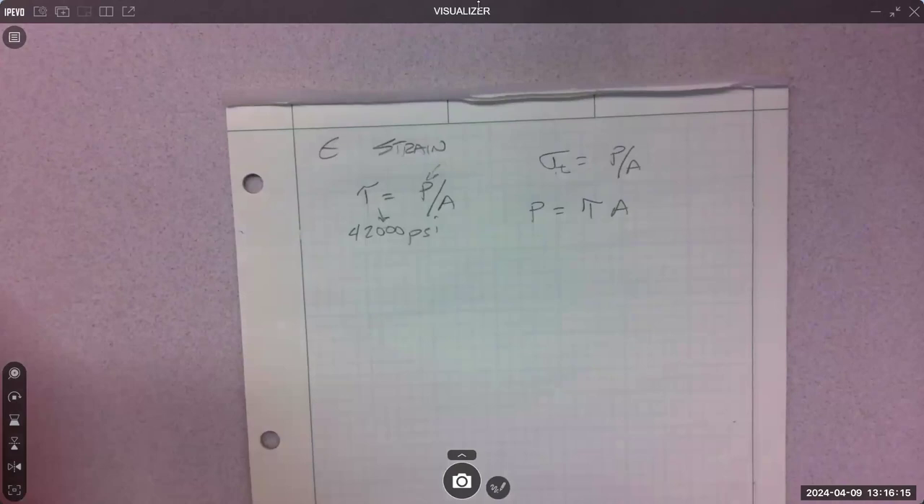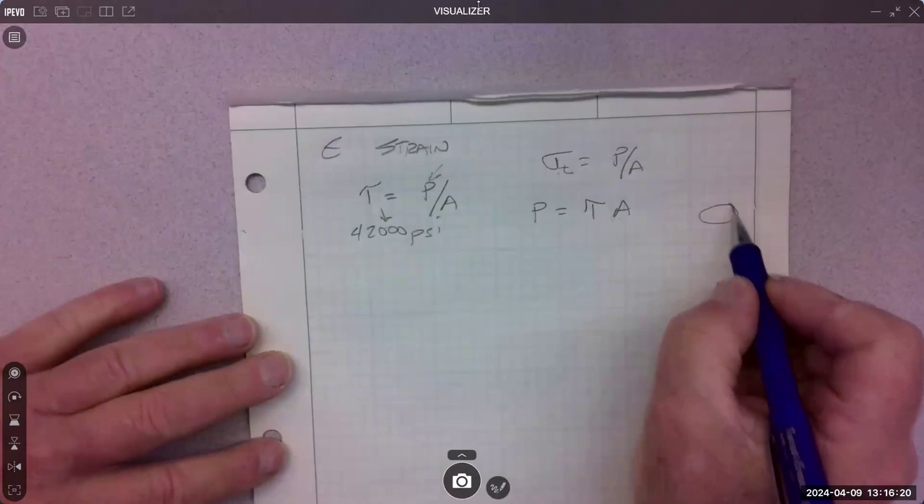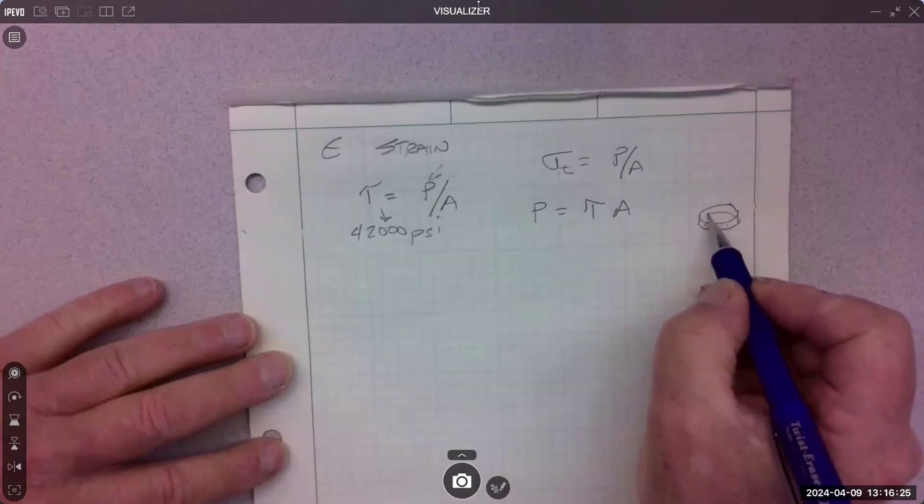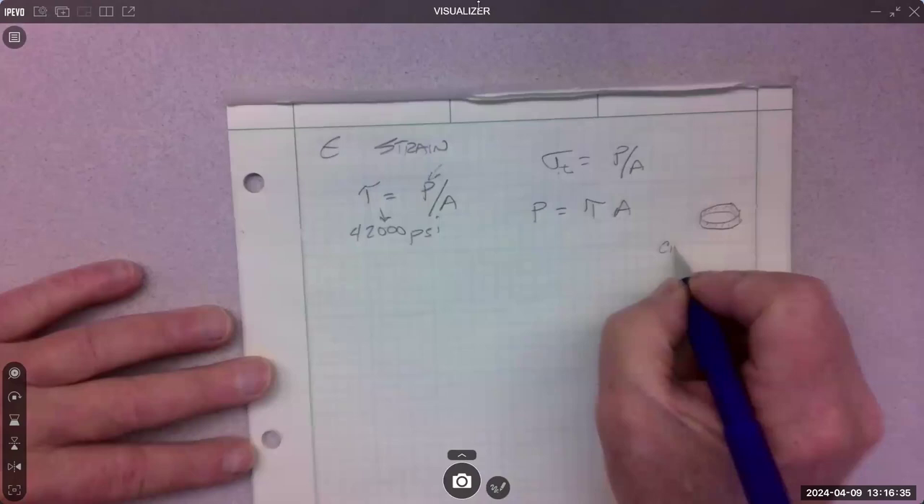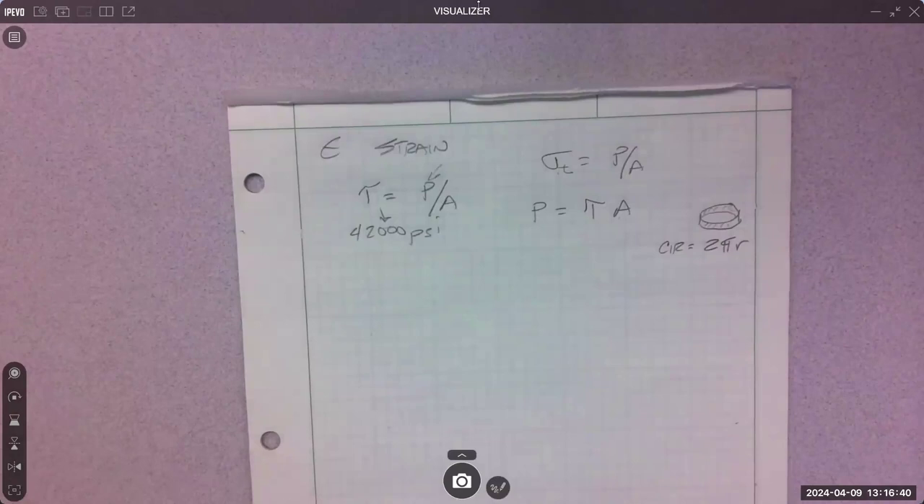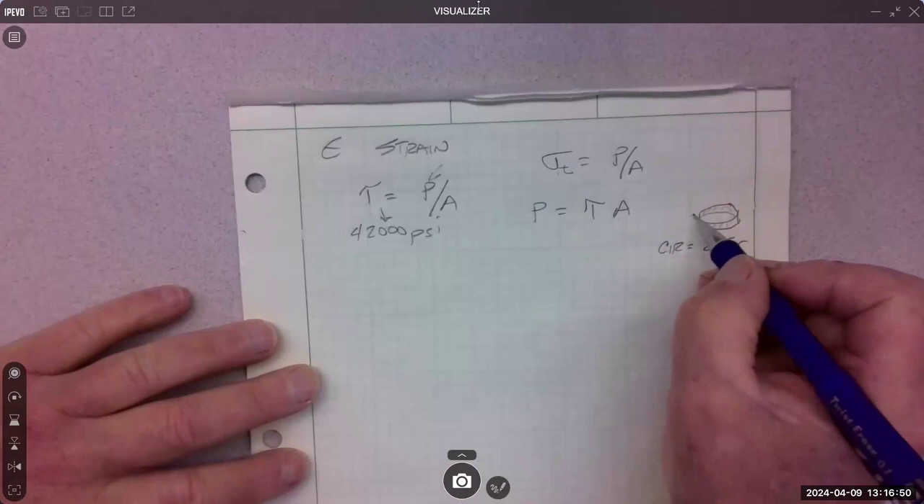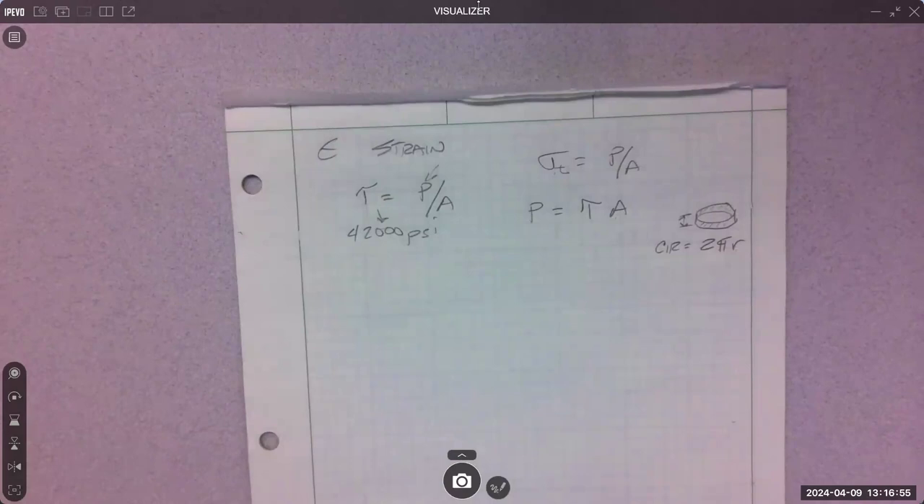And what's the area? On this one, the area is this ring that's going to fail all the way around when you punch through a plate. So we talked about in class, circumference equals 2 pi r. They gave us the diameter of 1, so the radius is 1/2 inch. We do 2 pi r, that's just the length, and multiply by the thickness of the plate, because it has to go through that whole thickness.